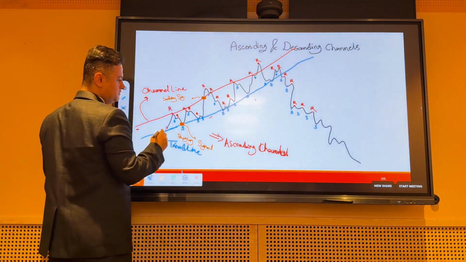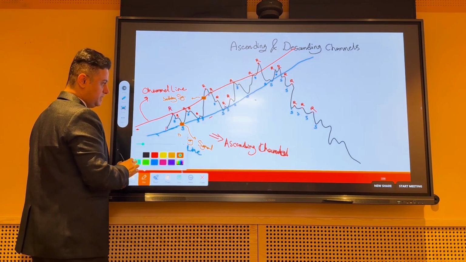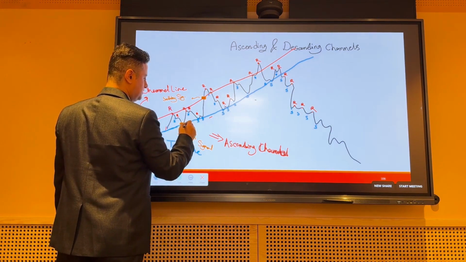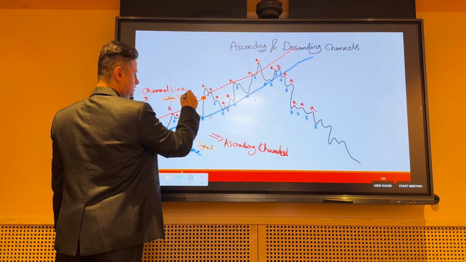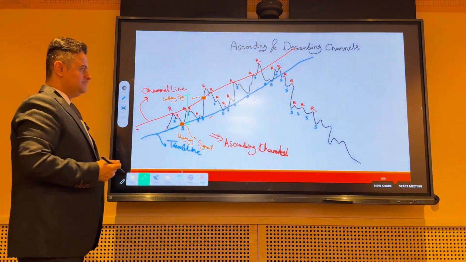Now, how much profit did you make? From this area, if I show it in a different color, you made a profit from this level to this level. You took a significant amount of profit from the stock's price chart.